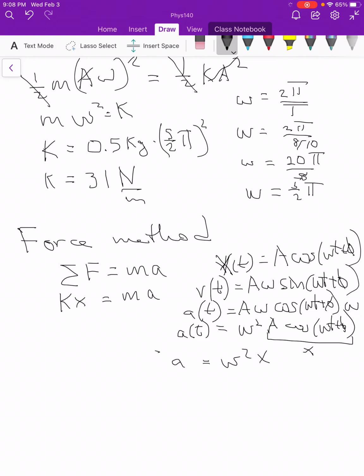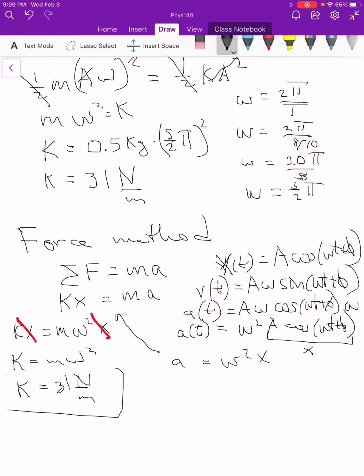And I'm going to plug that back in right up here. So I'm going to have kx is equal to m omega squared x. So I can cancel out my x's. Let's do that with red. And I'm left with the same result: k is equal to m omega squared, and when I plug in my numbers, I get k is equal to 31 Newtons per meter. Okay, so that's our answer for part A.